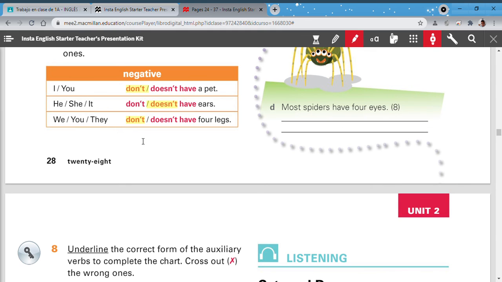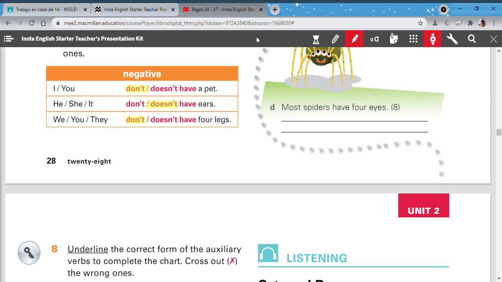Why? How is that possible? Because here you have this auxiliary verb. When you use this auxiliary verb, you write the verb like this. There's no problem. But if this auxiliary verb disappears, you need to transform it into this form. Se va a transformar. Okay? Se va a transformar.